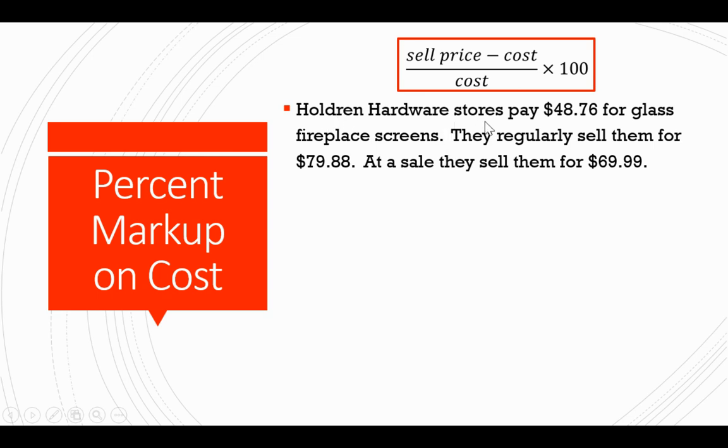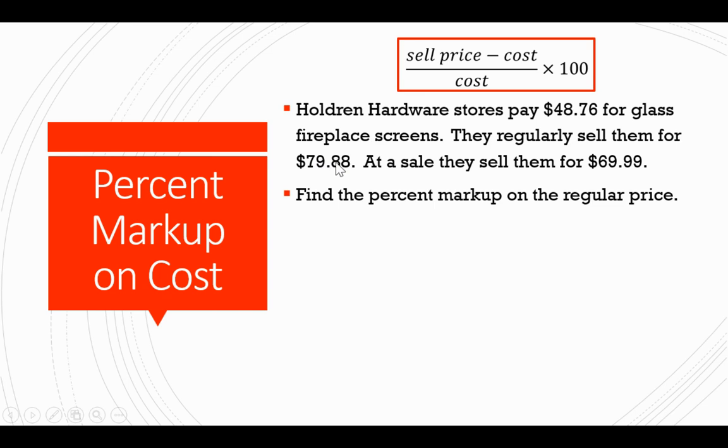So Holden Hardware store pays $48.76 for glass fireplace screens. They regularly sell them for $79.88. At a sale, they still sell them for $69.99. Obviously, these numbers need to be bigger than the cost. How do we calculate? Find the percent markup on regular price.